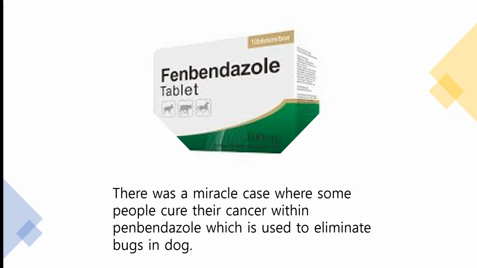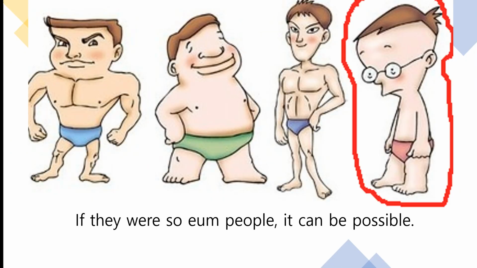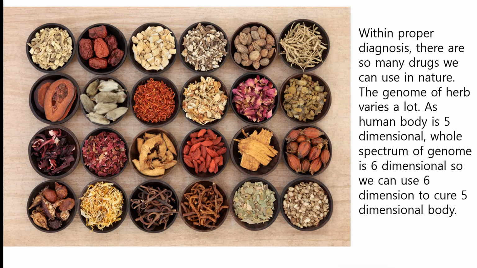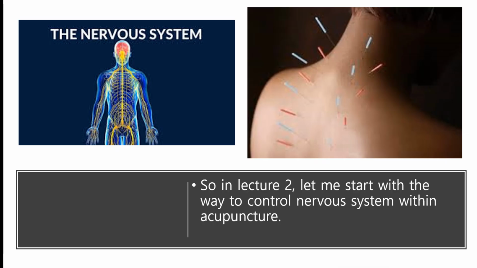This explains the miracle case. There was a miracle case where some people cured their cancer with pembrolizumab, which is used to eliminate bugs in dogs. If they were some people, it can be possible. With proper diagnosis, there are so many drugs we can use in nature. The genome varies a lot, as the human body is 5-dimensional. The whole spectrum of the genome is 6-dimensional. So we can use 6 dimensions to cure a 5-dimensional body.